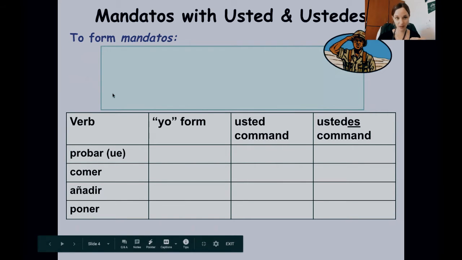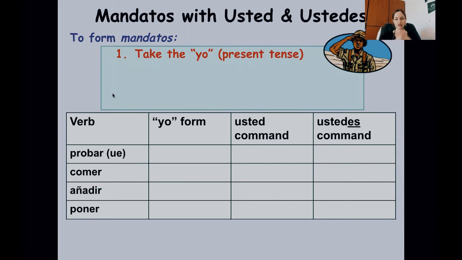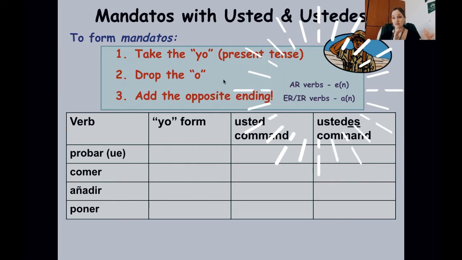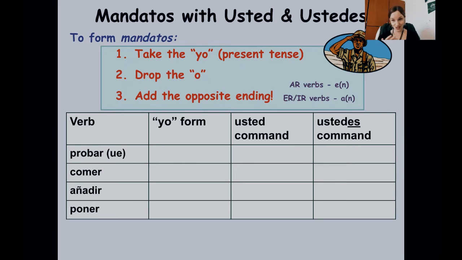So here's how we're going to form our commands. We're going to start with the yo form present tense, like tengo, compro, etc. We're going to drop that O on the ending. And then in order to signify that we're using a command rather than just the regular present tense, we're going to actually use the opposite ending. So take the yo, drop the O, add the opposite ending. And by opposite ending, I mean for your AR verbs, you're going to add an ending with an E. And for your ER/IR verbs, you're going to add the ending with an A. You know, that feels really unnatural. It's like opposite day in español.